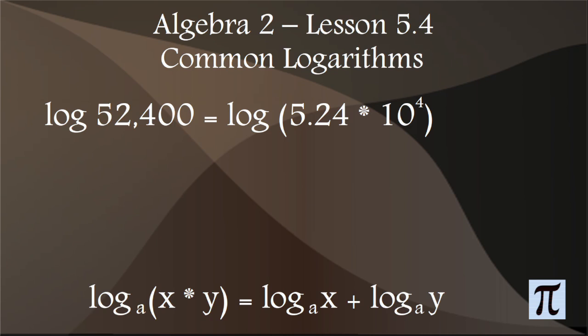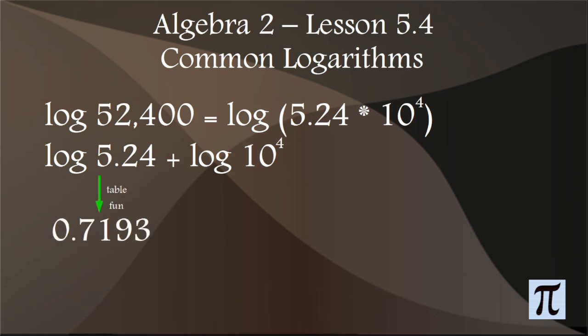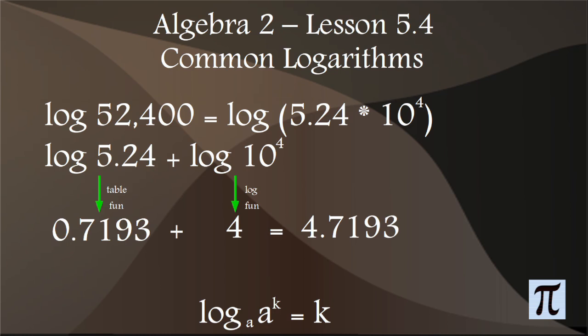If you remember, when you're taking the log of two things being multiplied, it's equal to those two separate logarithms. So we can rewrite this as log of 5.24 plus the log of 10 to the 4th. Using our table, we know that this first part is 0.7193. And we also remember that when we take the logarithm of something with its own base to a certain power, we end up with that power. So the log of 10 to the 4th is just 4, because we're in base 10. So the answer is 4.7193.